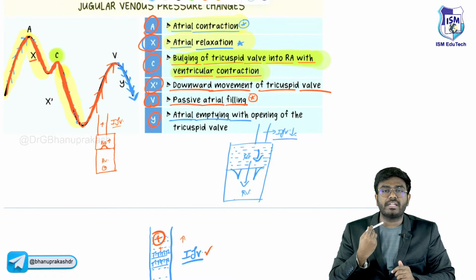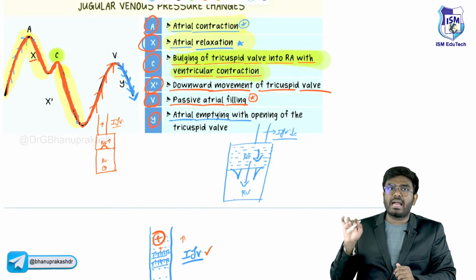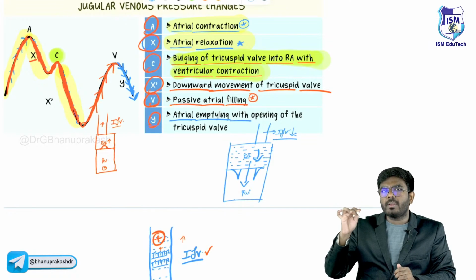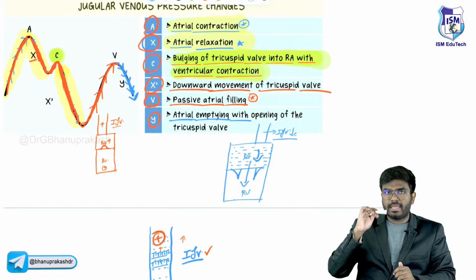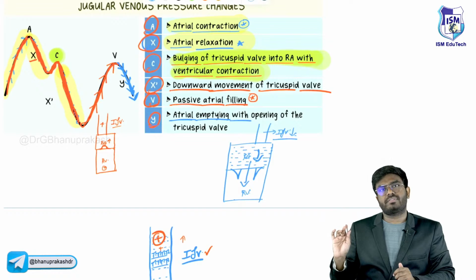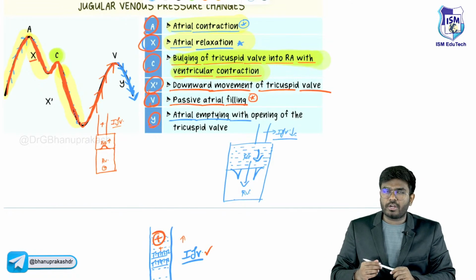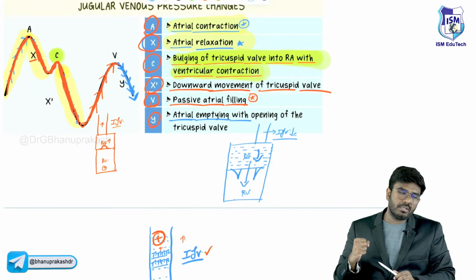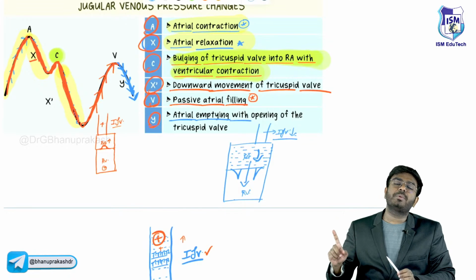So these are the pressure changes in the internal jugular vein during the cardiac cycle. During the cardiac cycle, in the internal jugular vein, pressure increases and decreases. How many times does pressure increase? 3 times: A, C, V. A wave, C wave, V wave are the positive waves. X wave and Y wave are the negative waves. A wave is because of atrial contraction, X wave is because of atrial relaxation, C wave is because of ventricular contraction, V wave is because of venous filling of the atria, and Y wave is because of emptying.